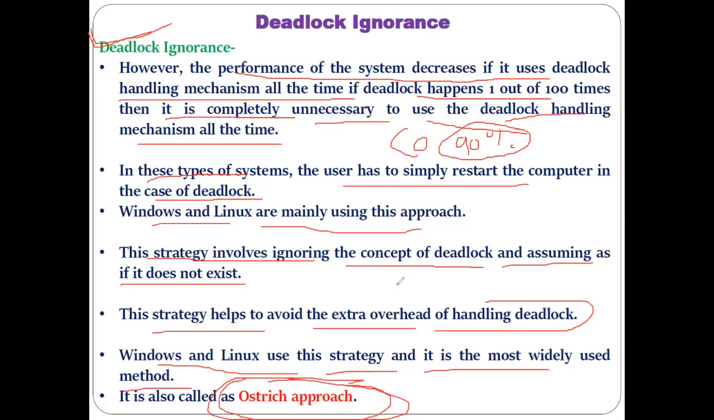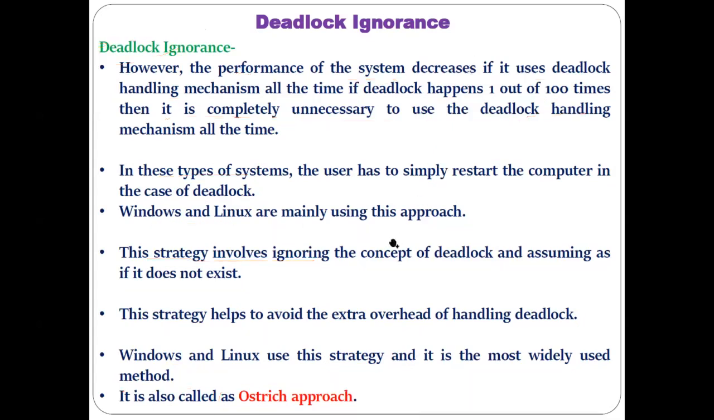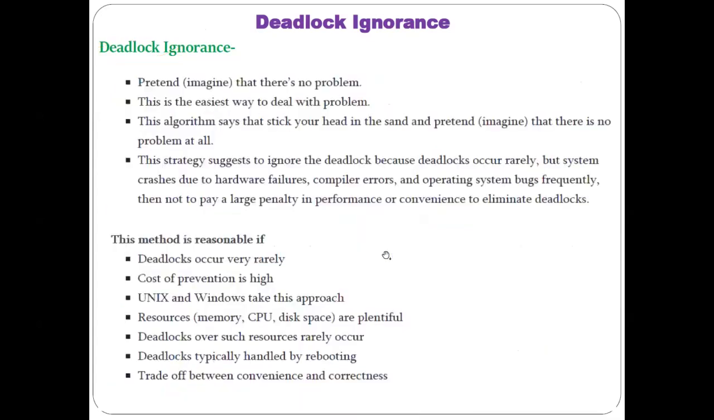So that is this approach of ignoring something. Ignoring in the sense of let it happen, whatever the bad thing that is happening. Understood? So that is the simple approach of deadlock ignorance. Generally it is technically referred to as the ostrich approach. So that is the fourth and important approach, deadlock ignorance, where we pretend that there is no problem.